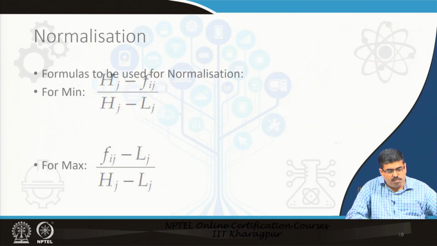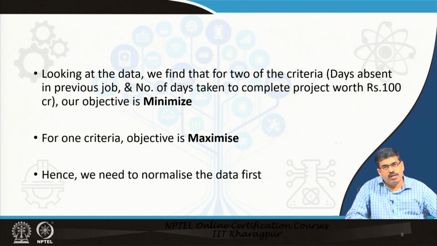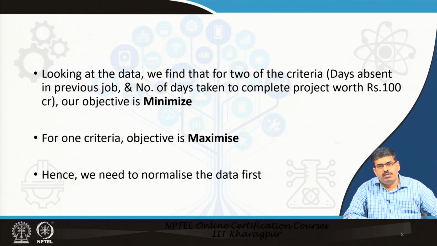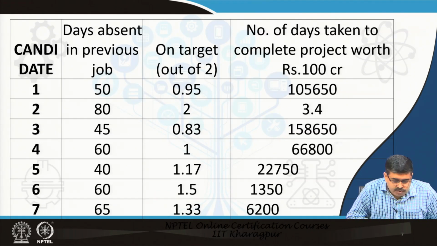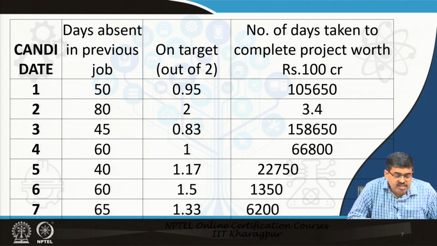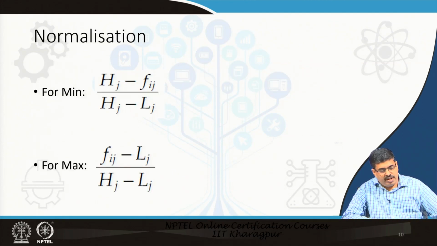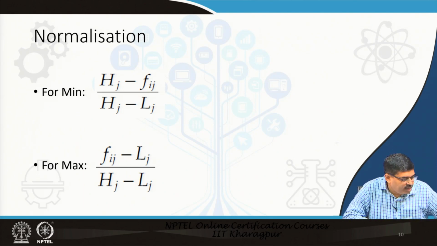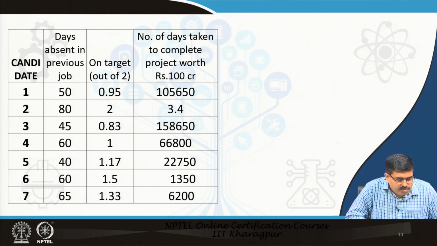So, in this way we will normalize this entire table, okay. Clear? Let us take the second one, the criteria maximize, okay. On target, out of 2, 0.95. What is the maximize formula? Fij minus Lj by range. Okay, Fij minus Lj divided by Hj minus Lj. Yeah. So, let us create this same table.